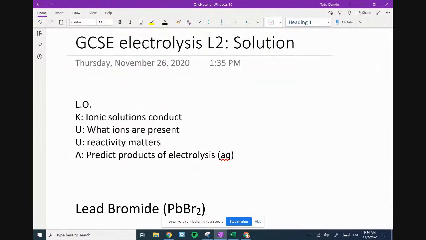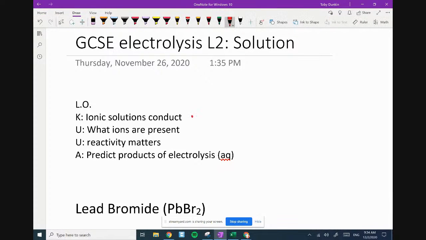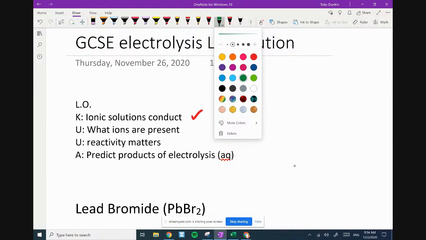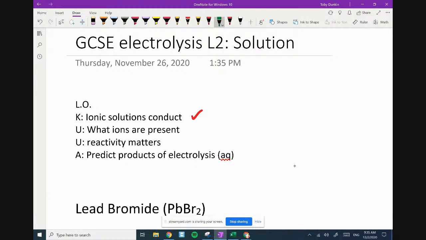So 4 learning objectives today, guys. Number 1, know ionic solutions conduct. That's one of my favorite learning objectives today because we've already done it. The key thing is not really knowledge, it's to be able to explain. It's an explain question from the exams. Explain why ionic solutions conduct electricity.